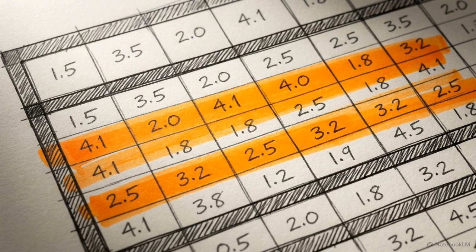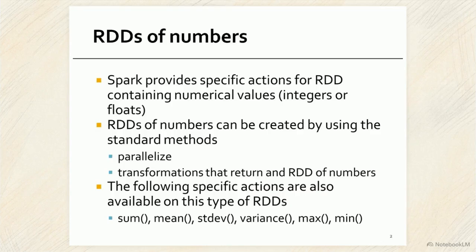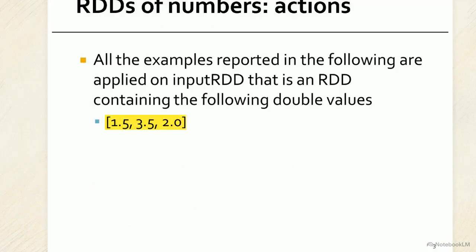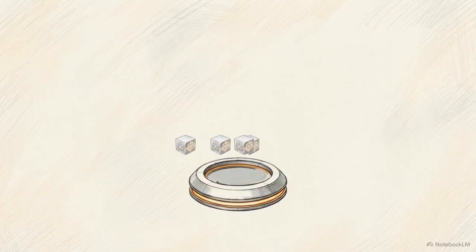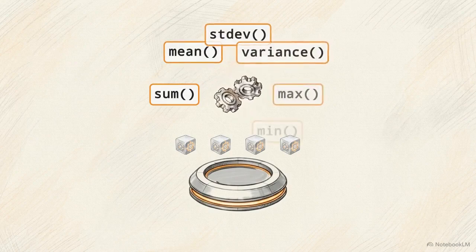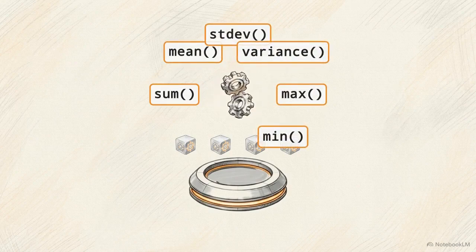For purely numerical workloads, Spark offers an even more specialized structure, the double RDD. For strictly numerical RDDs, Spark provides a specialized suite of actions to calculate sum, mean, standard deviation, and variance directly. Knowing the exact data type eliminates the need for engineers to write custom logic for basic statistics. Even for a simple array of doubles like 1.5, 3.5, and 2.0, these native functions can be called directly to return high-precision results from the distributed data. Double RDDs represent a highly optimized pipeline, allowing for the execution of standard statistical operations natively within the Spark core.